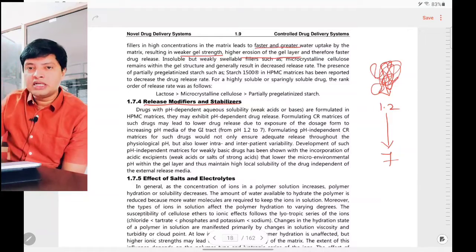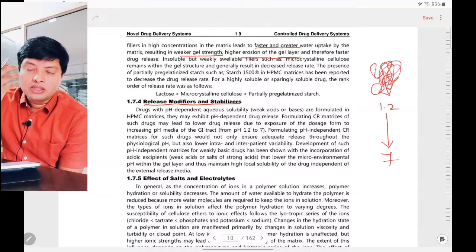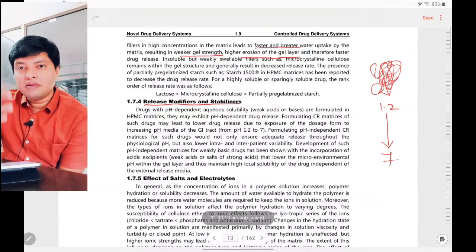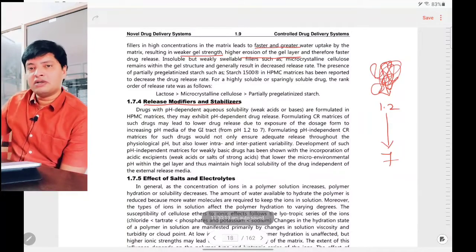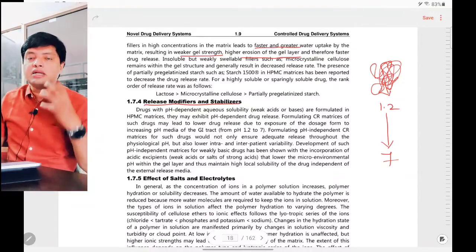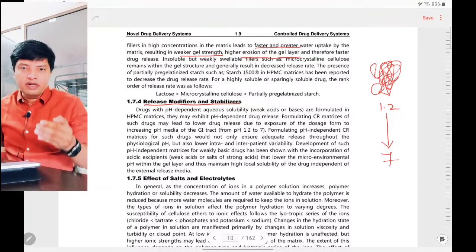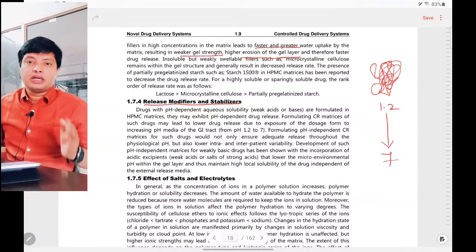Okay, so there will be a continuous increase in pH. Due to this, what happens if your drug is solubilized in acidic pH and it will be releasing in acidic pH? Because there is a continuous increase in the pH, the drug release will be retarded. I don't want that to happen. Slowly the drug release will decrease.